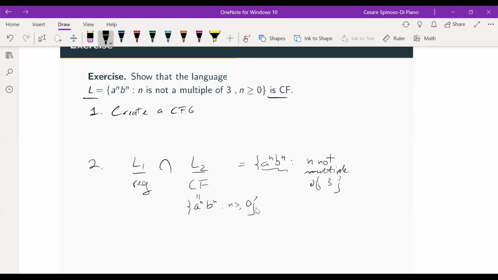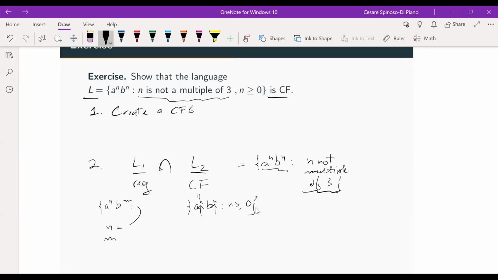And then what do I need to intersect L2 with to get this? Well, I just need to control these exponents here. So a^n b^m, but what are the restrictions? Someone is saying a^n b^m, but I need restrictions on n and m. So what are those restrictions going to be? Yeah, n greater than 0. I agree, but more specifically, how do you make it not a multiple of 3?